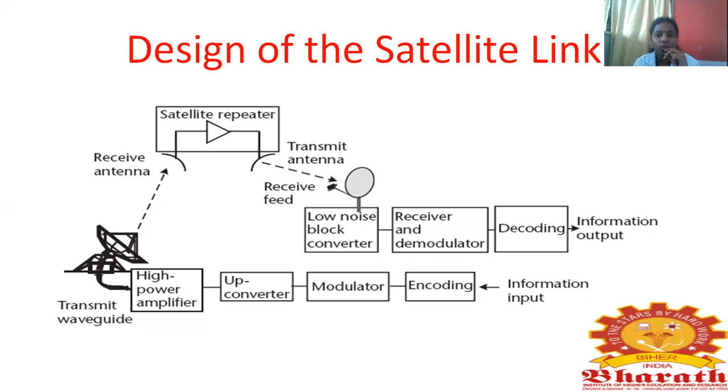Now, before getting back the original signal, you are supposed to go through three other processes. The first process is the low noise block converter. During the transmission, due to the atmosphere, you have attenuation. Attenuation is nothing but the noise inclusion in your signal. So noise might be included in the signal. Here the low noise block converter is going to eliminate all the noise that is present in your signal.